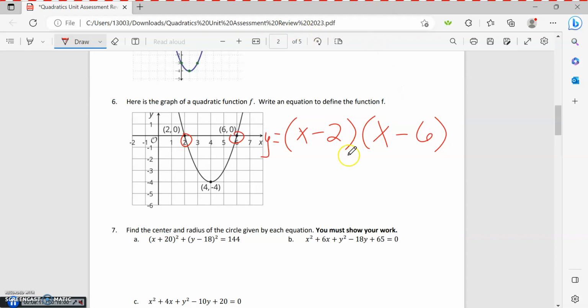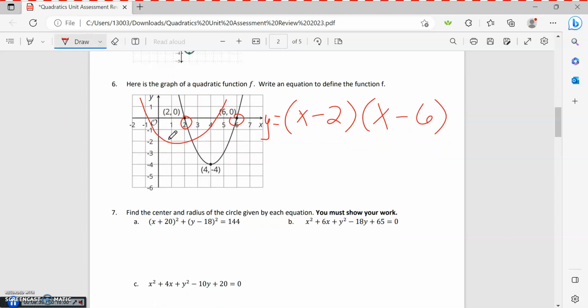You just look at how to get my graph set to 0 at the given points where it intersects. If this were to have crossed in the negative, like if that crossed at -1, I would say x plus 1 and then x minus wherever the other point crossed. So just keep in mind that the signs can change. It's just a matter of getting the parentheses set to 0 based on where the line crosses the x-axis.